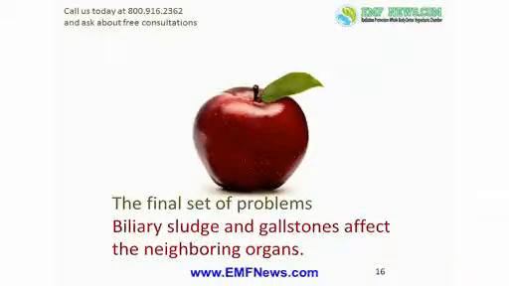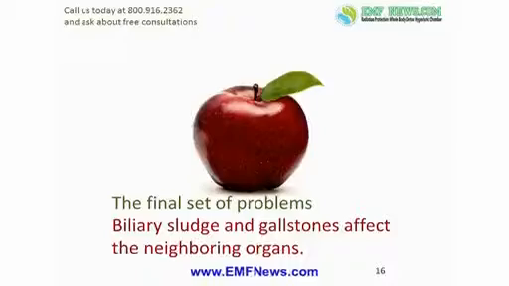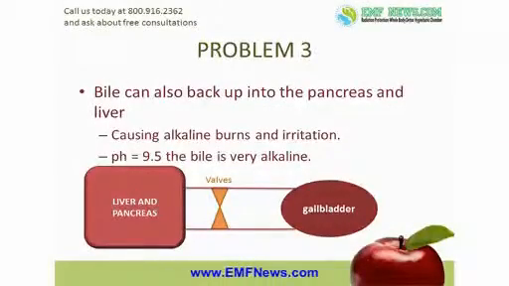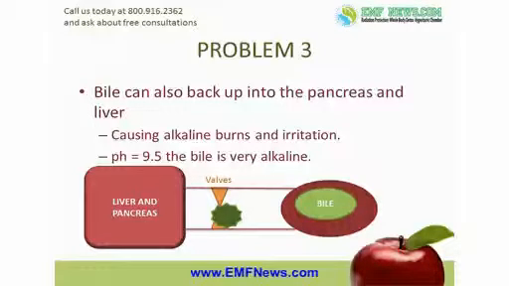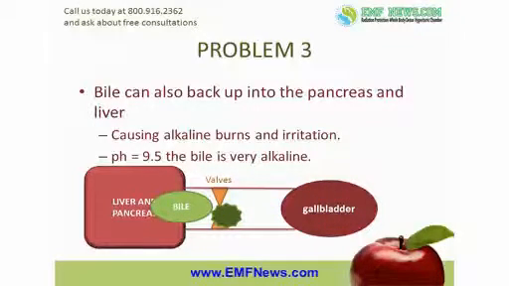The final set of problems we will discuss is how biliary sludge and gallstones can affect the neighboring organs. In addition to bile acids backing up into the bloodstream, bile can also back up into the pancreas and liver, where it can cause alkaline burns. This is because the liver, pancreas, and gallbladder all share the same basic plumbing, the common bile duct.